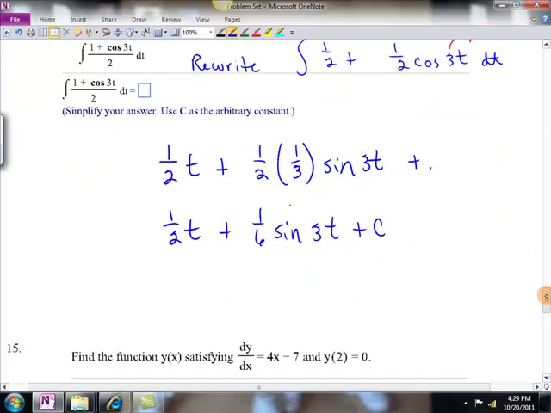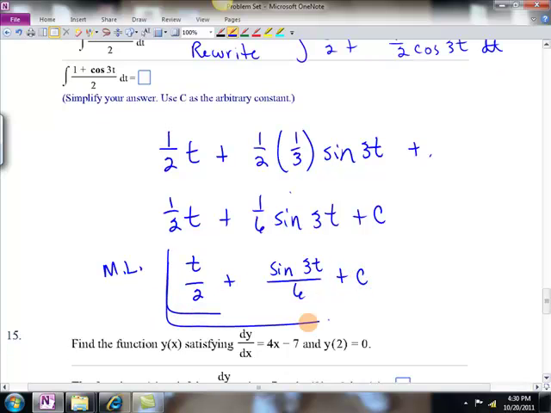In MyMathLab, I think I made a note that they write it as t over 2 plus sine 3t over 6 plus c. I don't know what happened there.